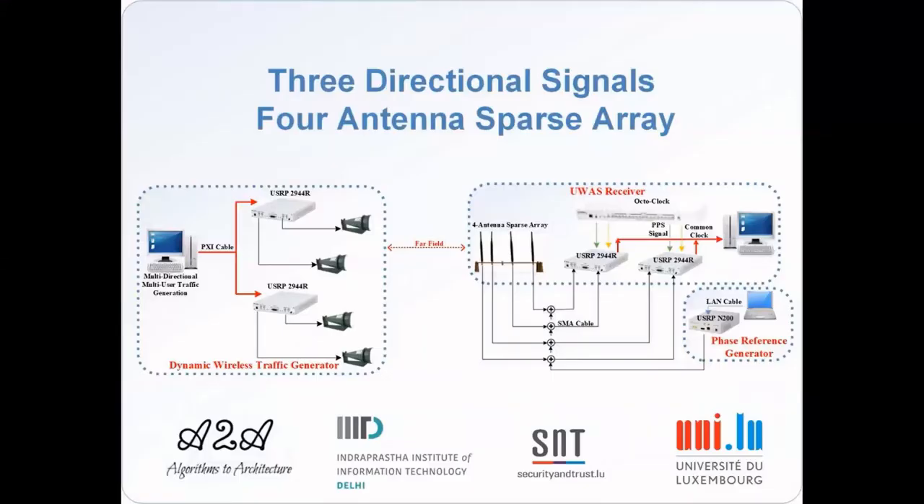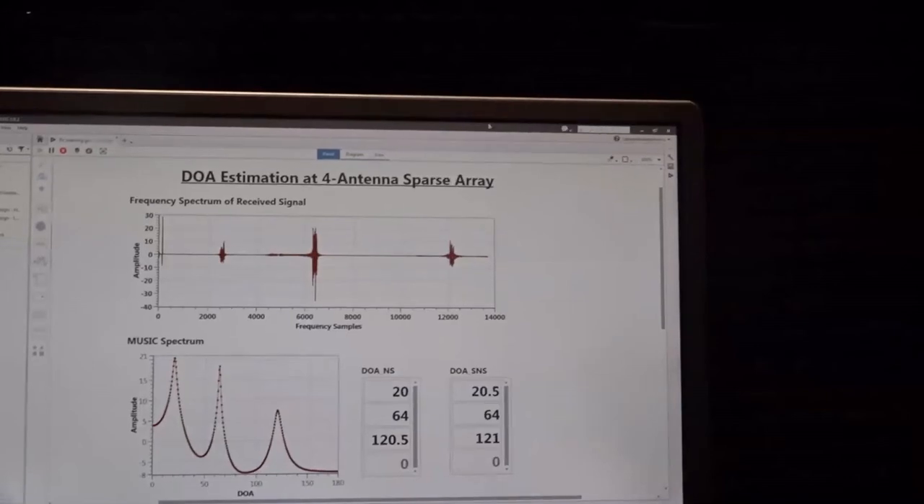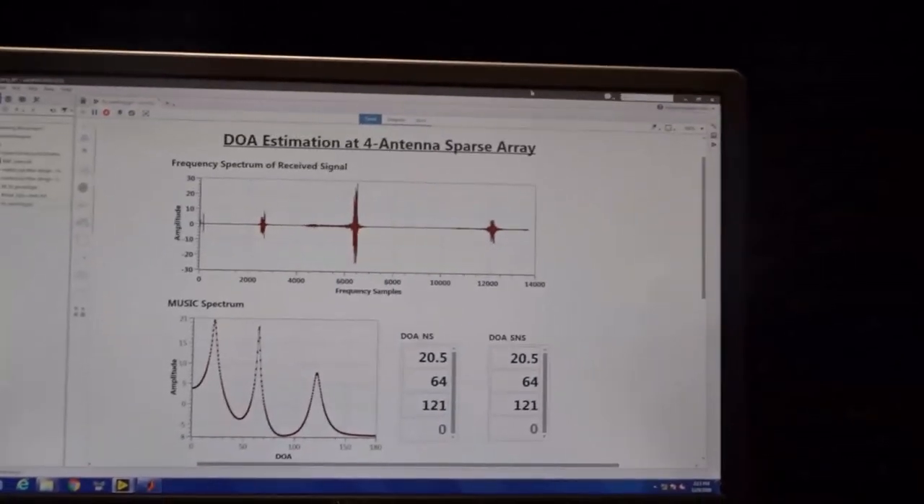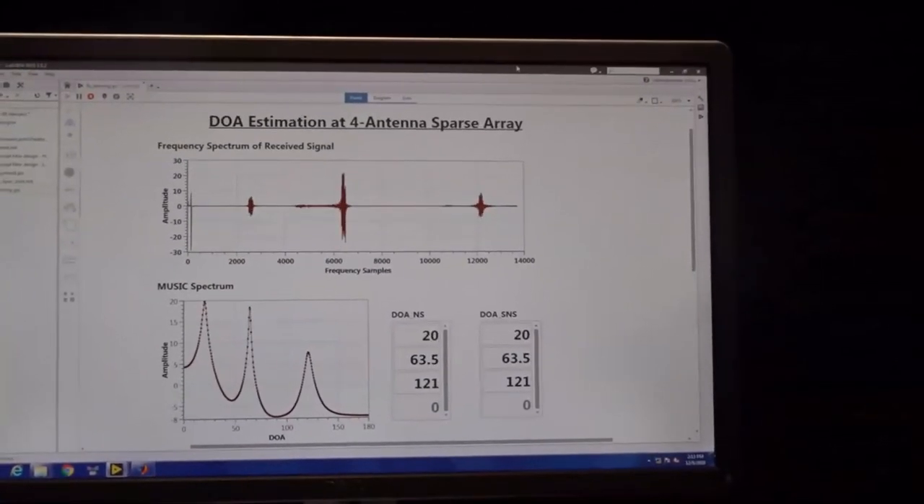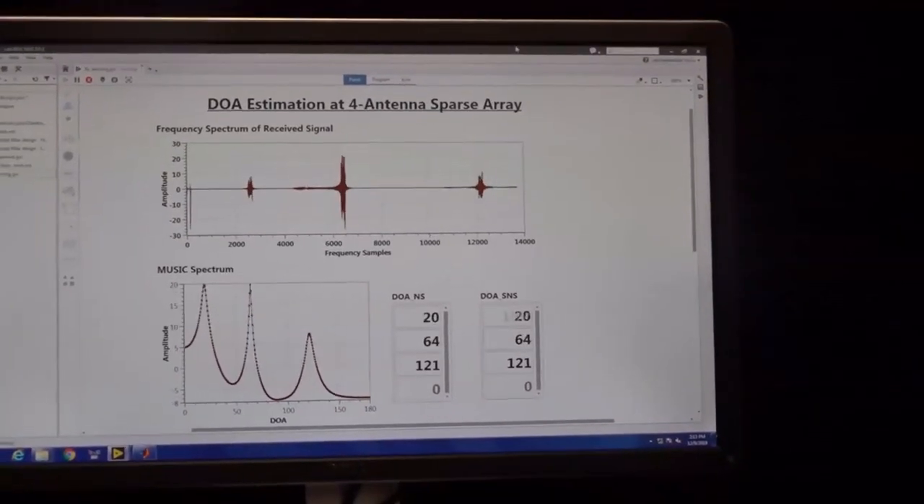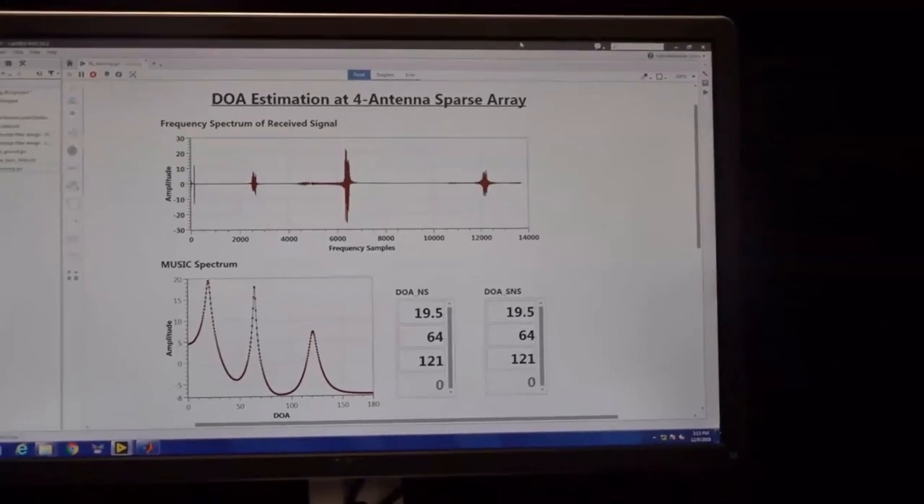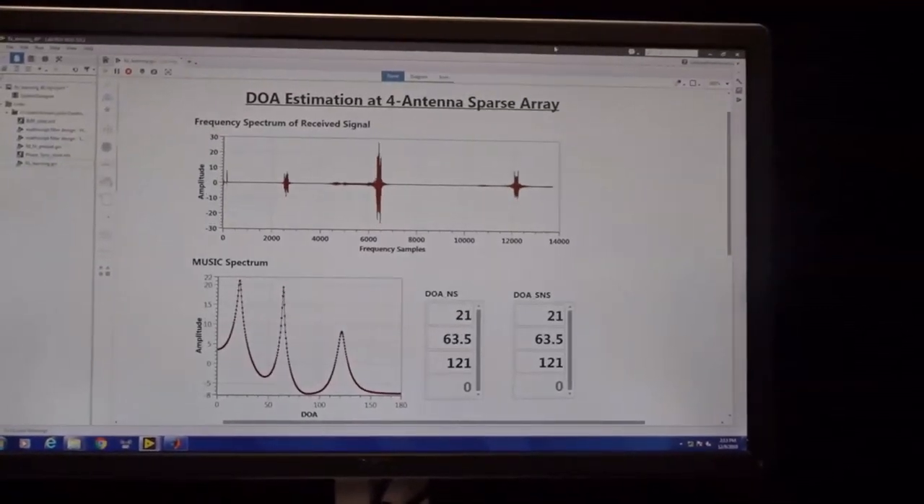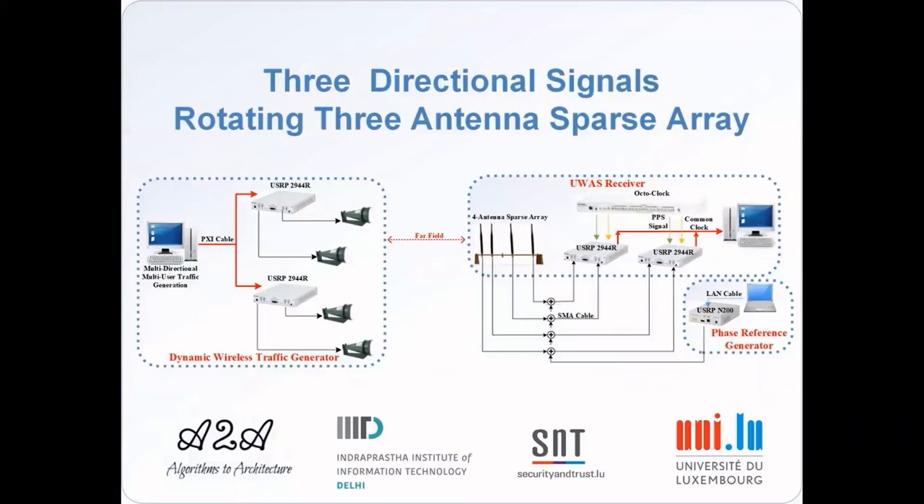Next, we consider a scenario where we have 3 directional signals in the multiband signal and a 4 antenna sparse array at receiver to perform wideband angular sensing. It can be observed from the frequency spectrum that the receiver receives 3 signals and 3 peaks in the MUSIC spectrum tell their respective direction of arrivals. Now we see how the direction of arrivals of 3 target signals vary when we rotate the receiver antenna array.